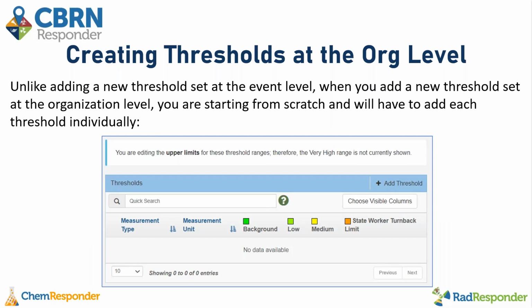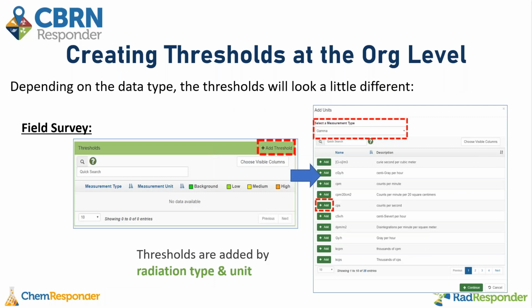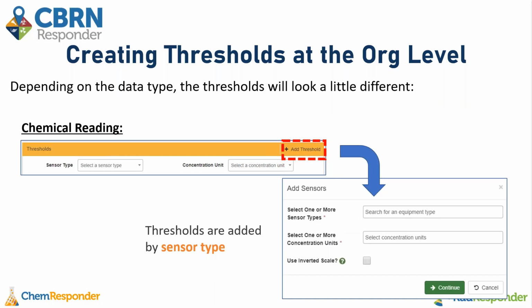Unlike adding a new threshold set at the event level, where you selected a source threshold set and then could edit it, when you add a new threshold set at the organization level, you are starting from scratch and will have to add each threshold individually. Again, depending on the data type, the thresholds will look a little different. This one here is for field surveys, and thresholds are added by radiation type and unit. This is a chemical reading, and thresholds are added by sensor type.